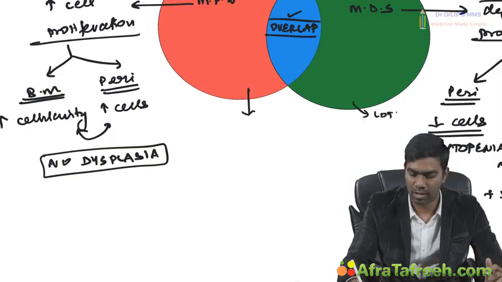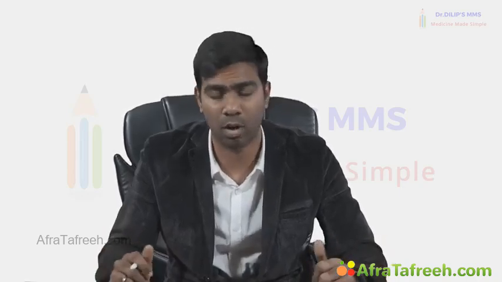Now, what are the myeloproliferative neoplasms? Because there are lots of types in myelodysplastic syndromes, which we'll discuss in a separate topic, like single lineage dysplasia, multilineage dysplasia, isolated 5q deletion, then excess blasts. So many types of myelodysplastic syndromes are there, which we'll discuss in a separate topic. But right now, let us go for the myeloproliferative neoplasms. What are the myeloproliferative neoplasms?